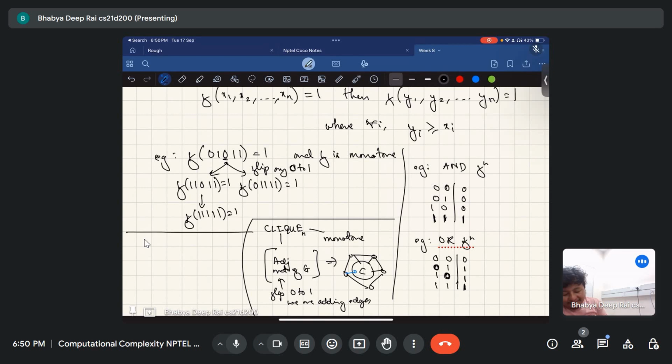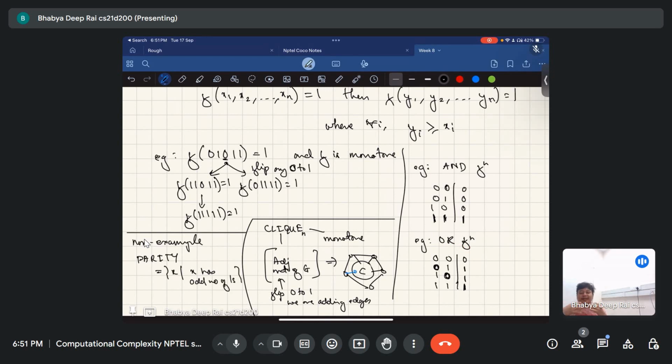A non-example of a monotone function is parity. Parity is such that x has an odd number of ones.